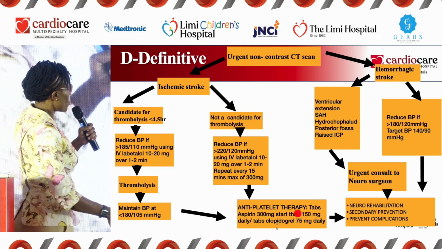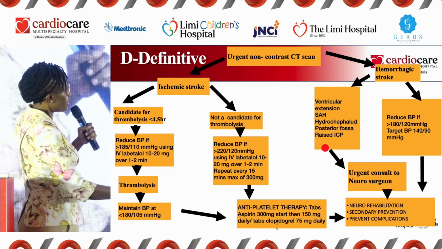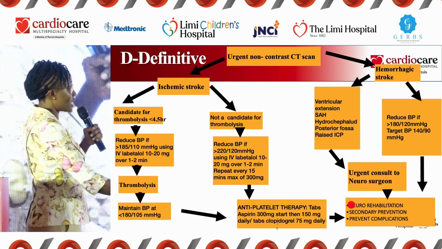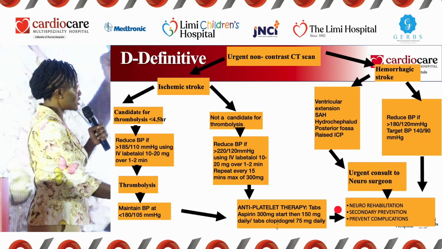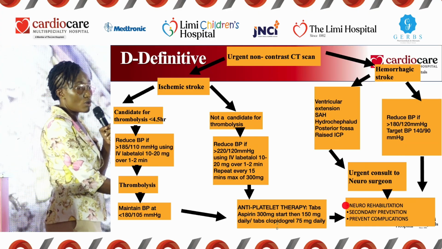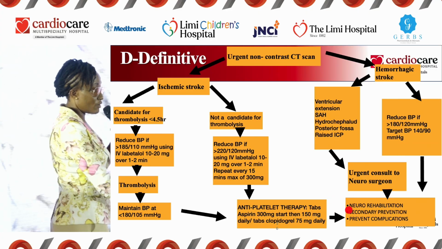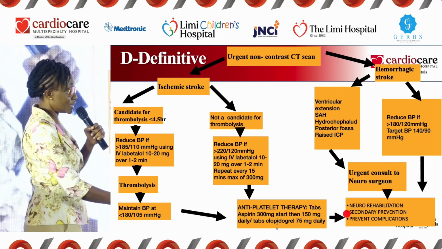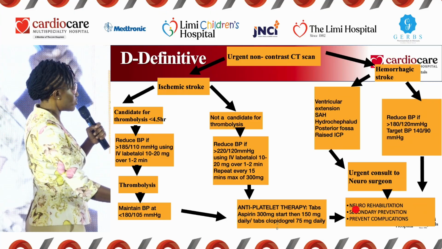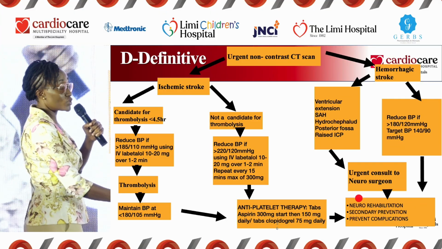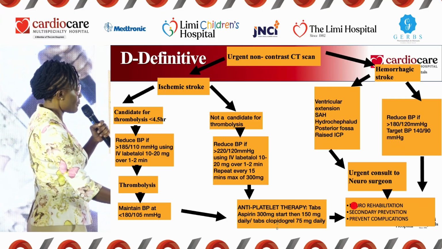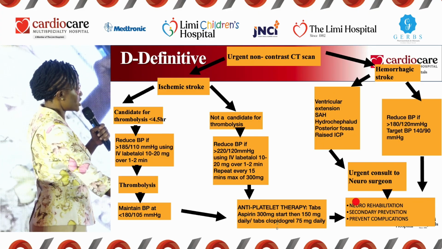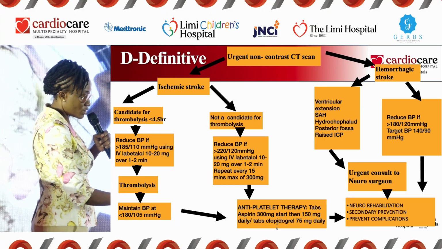And then, whether it is ischemic stroke or hemorrhagic stroke, early neurorehabilitation as quickly as possible. And remember, start low and go slowly, so that they're not so radical in the neurorehabilitation, which also includes speech therapy. Then we go on to secondary prevention and then prevent complications.